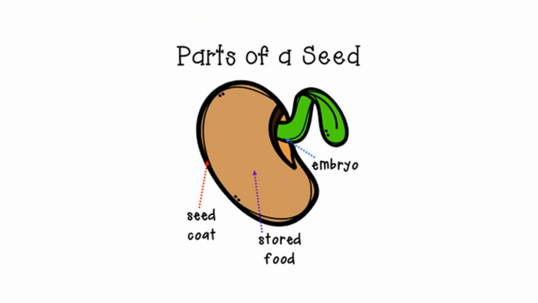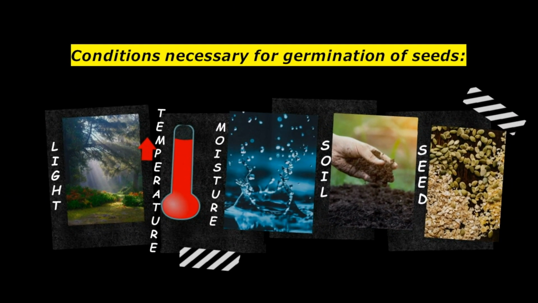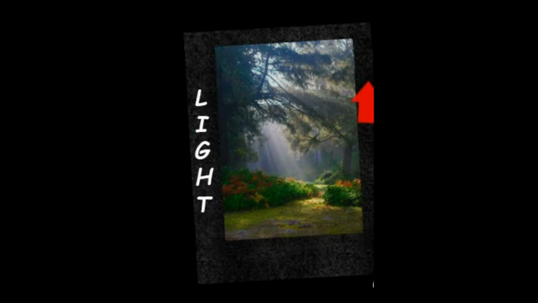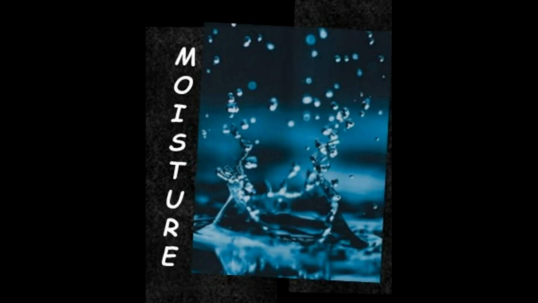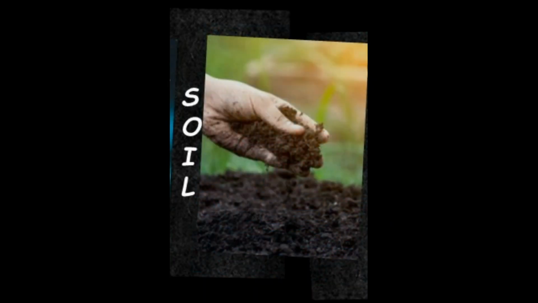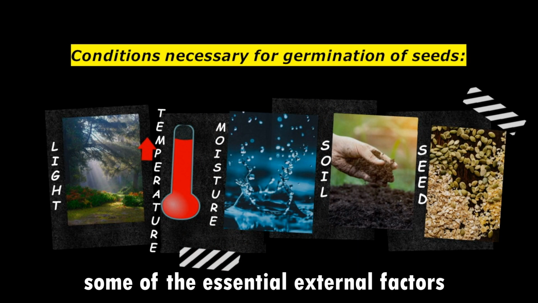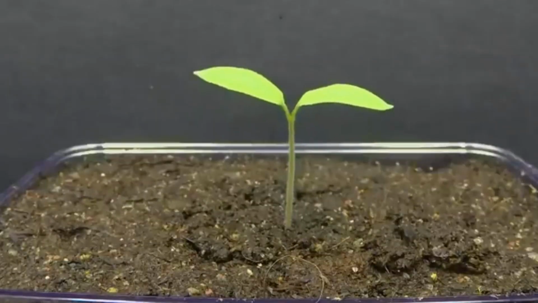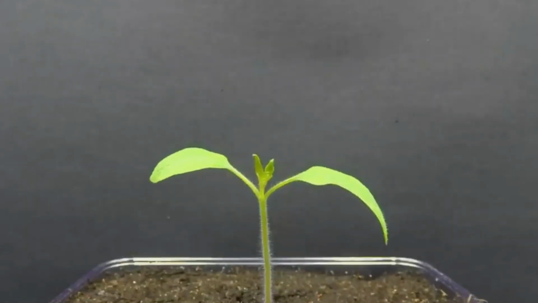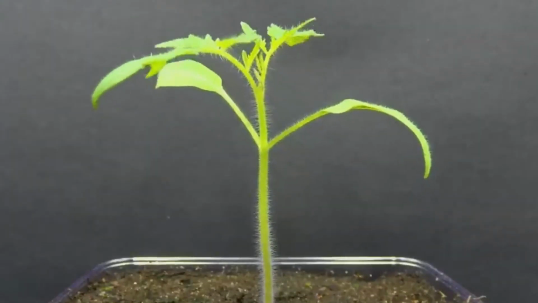The seed is protected by an outer covering called a seed coat, and the seed contains a small baby plant called the embryo. Certain conditions need to be met for a seed to grow. Light, temperature, moisture, nutrient-rich soil, and good quality seeds are some of the essential external factors. Once these conditions are satisfied, the seed begins to grow.